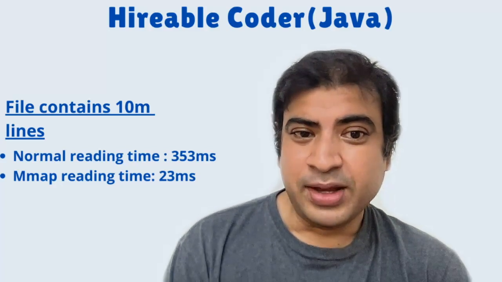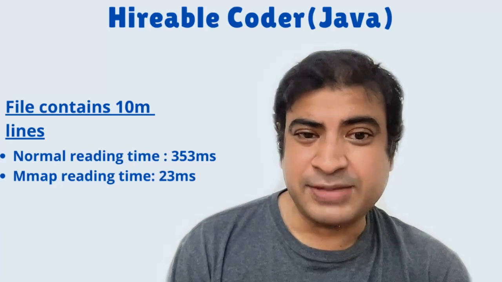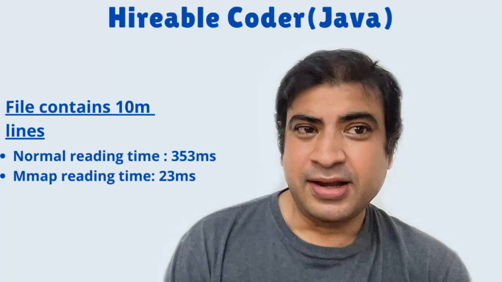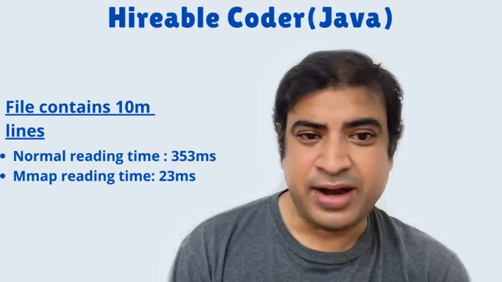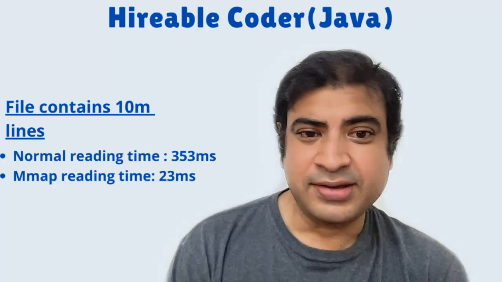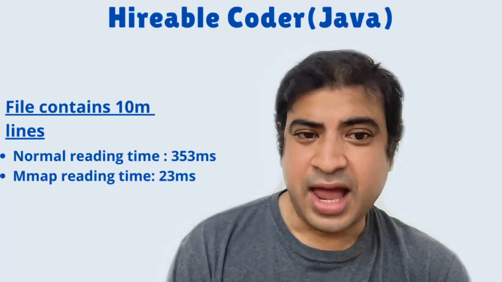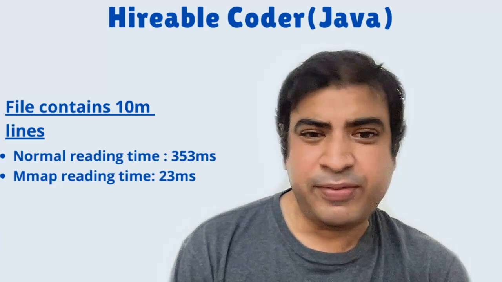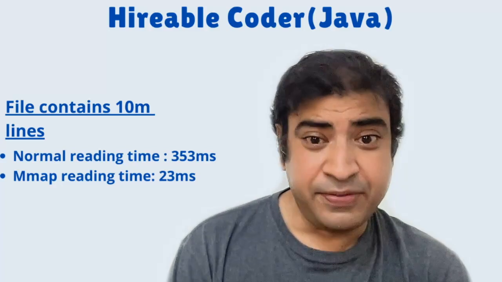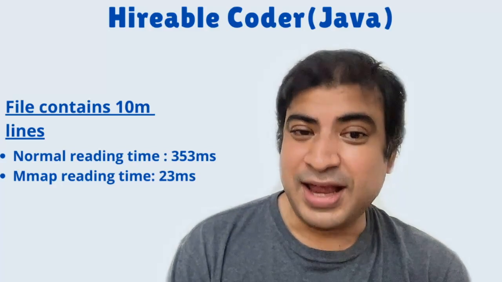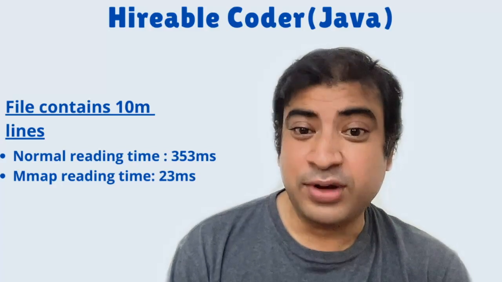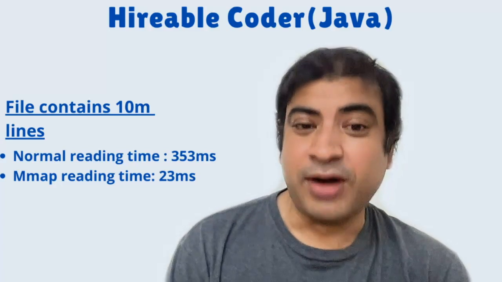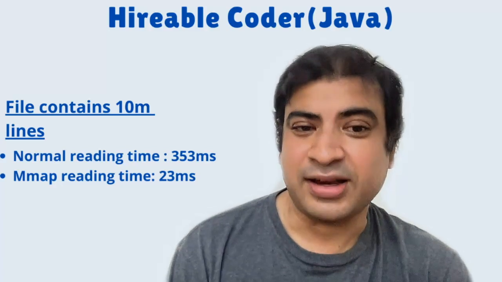Here are some data points from an experiment I conducted to read a file which contains 10 million lines. A simple ASCII file, where every single line contains some temperature measurements. What I found was that the normal reading time was around 353 milliseconds, which was kind of expected. And when I used mmap to read the same file, it took only 23 milliseconds. So it's more than 10x faster actually.